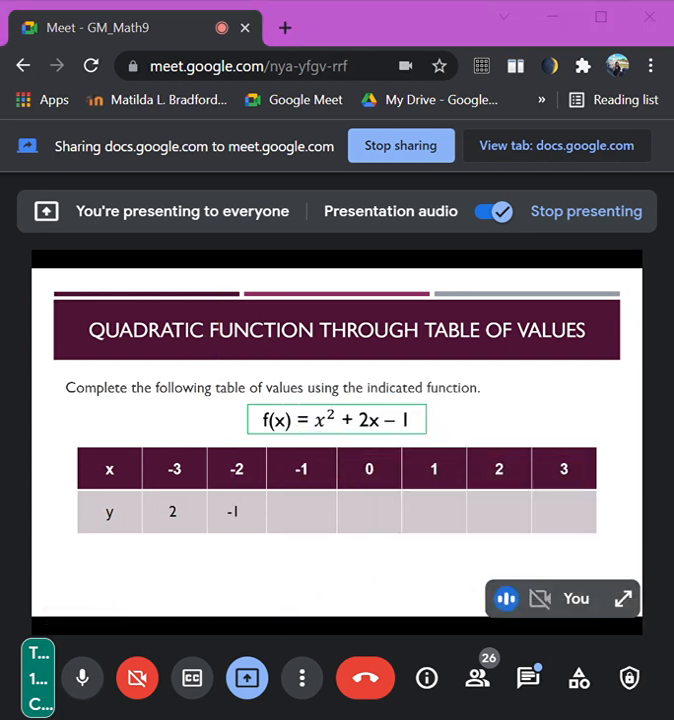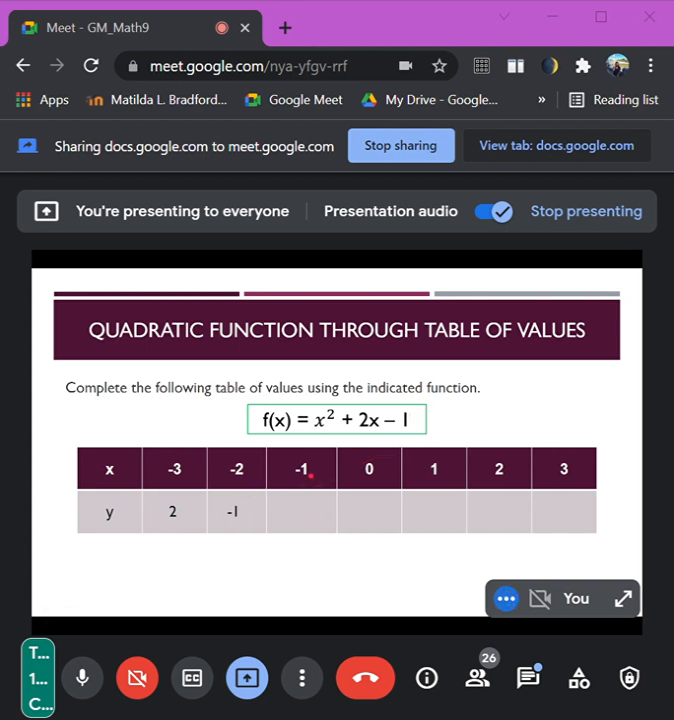Class, sign is very important. Okay. So, you have negative 2 squared, that is 4. And then 2 times negative 2, that is negative 4. So, positive 4 and negative 4 cancel. And then, you have negative 1 left. So, negative 1 is the answer.